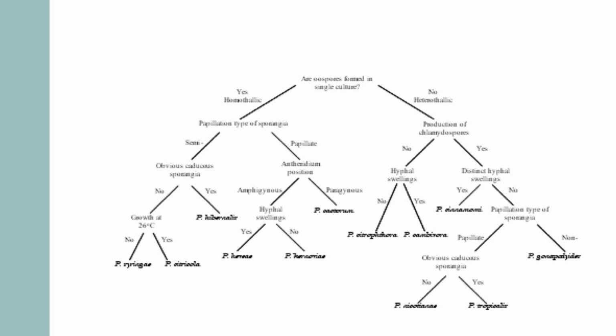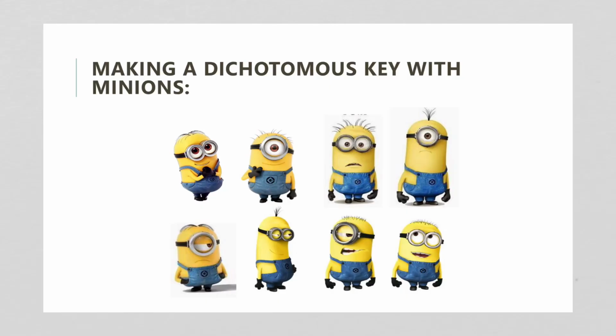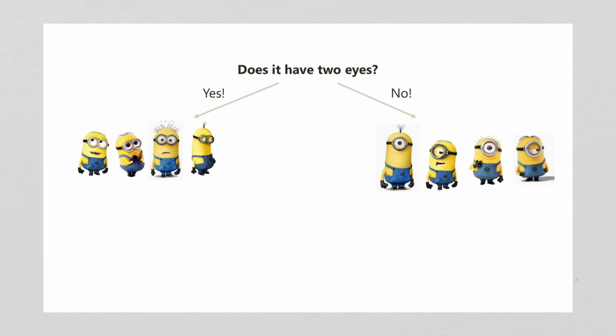So we're going to try making one of these with minions. So we're going to make a dichotomous key with some minions here. So we have 8 minions. That means that we should have 7 classifying questions. We're not going to go through all of them, but we'll go through enough for you to understand how you do this. So the first one, we have 8 minions. Does it have 2 eyes? Yes or no? So then we've grouped all of these ones. They all have 2 eyes, so they're the yes. Over here are the no's.